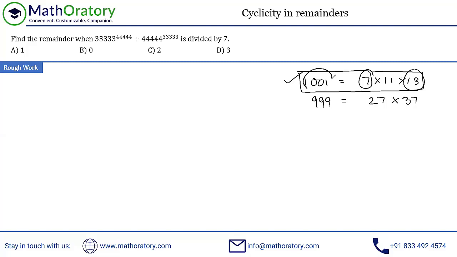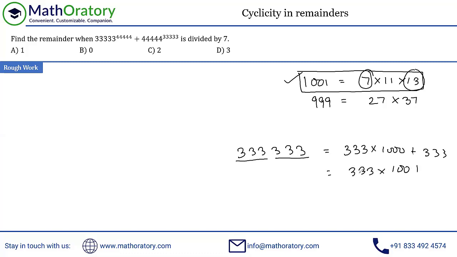So first of all, what is the essence of this 1001? If you notice the question, the basis out here is 5 3s and 5 4s, right? So if I have, let's say, 6 3s, this is something you should understand once, and then you don't have to remember it. If you have the 6 3s, just break it into 3 3s and 3 3s, right? So what you get is 333 into 1000 plus 333, right? This is the number mathematically. And that comes out to be 333 into 1001, right?